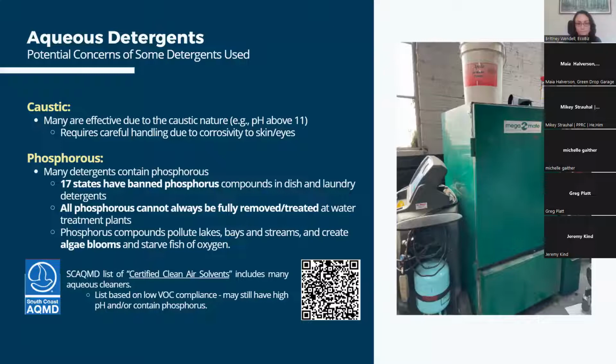Some potentially safer alternatives, or at least ones that have made the certified clean air list at the SCAQMD, can be found by accessing this QR code to the right here. They also list some soy-based solvents and some chlorinated solvents, but those wouldn't be for aqueous cleaners, obviously. But it's kind of an interesting list to look at if you're looking to reduce your VOC releases. Next slide.